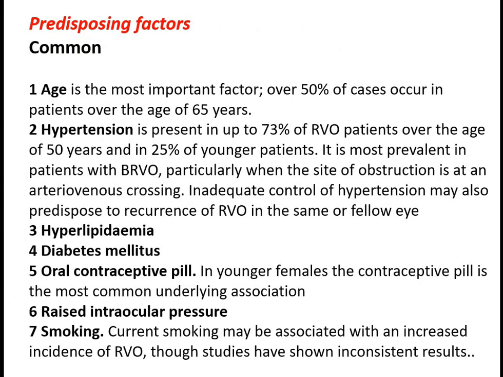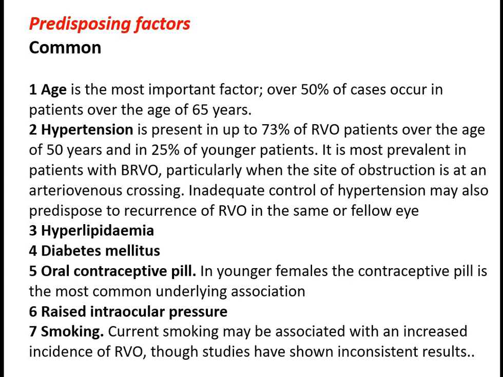Regarding the predisposing factors, we have common and uncommon. The commonest one is age, because it is the most important risk factor. Over 50% of the cases are above the age of 65 years. The second most important risk factor is hypertension. It is present in up to 73% of patients over the age of 50 years and in 25% of the patients that are younger.